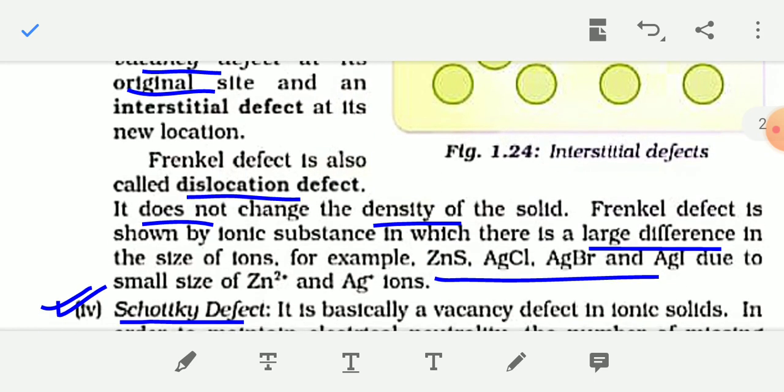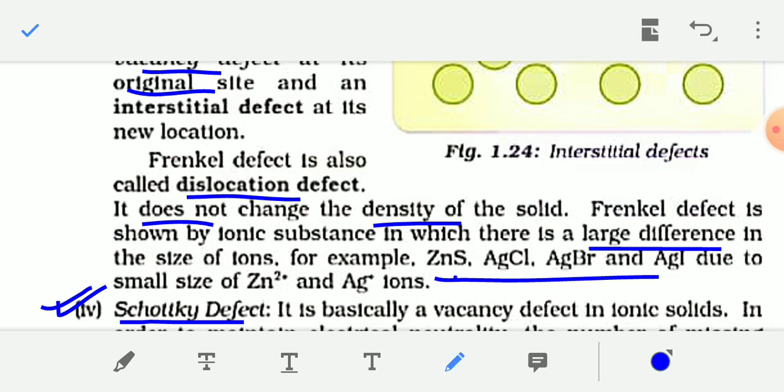Now see which substances show Frankel defect. The substances are zinc sulfide, silver chloride, silver bromide, silver iodide. Frankel defect is also called dislocation defect. It does not change the density of the solid. Frankel defect is shown by ionic substances in which there is a large difference between the size of ions. You have to remember that Frankel defect does not change the density of the solid.